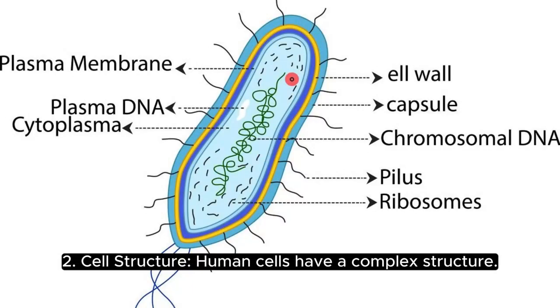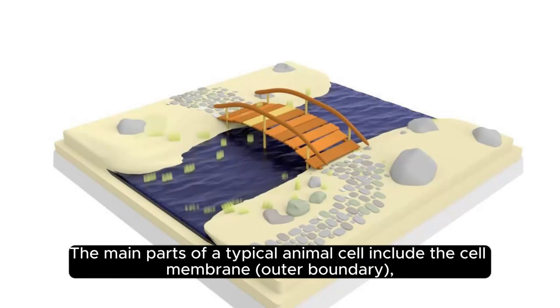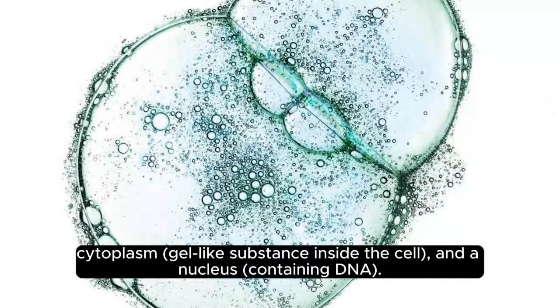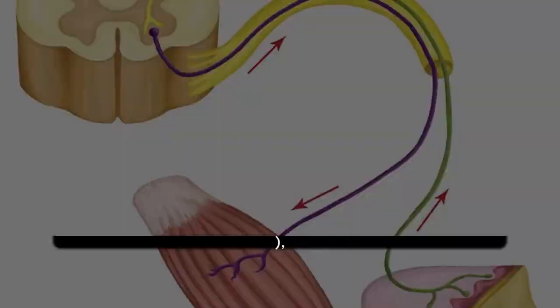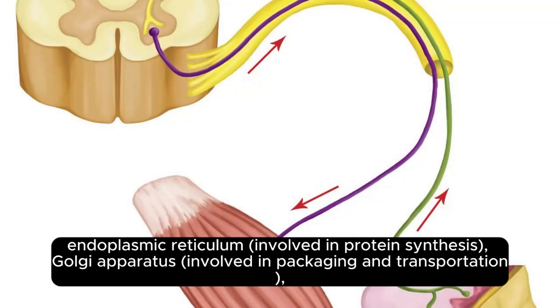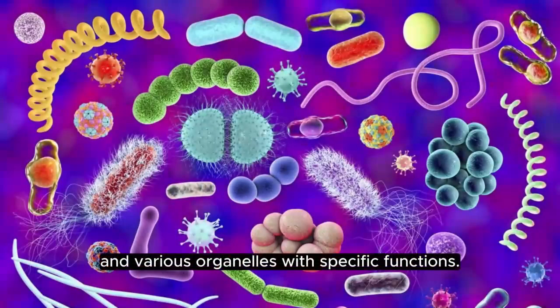2. Cell structure. Human cells have a complex structure. The main parts of a typical animal cell include the cell membrane, the outer boundary; the cytoplasm, the gel-like substance inside the cell; and a nucleus containing DNA. Other structures within the cytoplasm include mitochondria, the powerhouses of the cell; the endoplasmic reticulum, involved in protein synthesis; the Golgi apparatus, involved in packaging and transportation; and various organelles with specific functions.